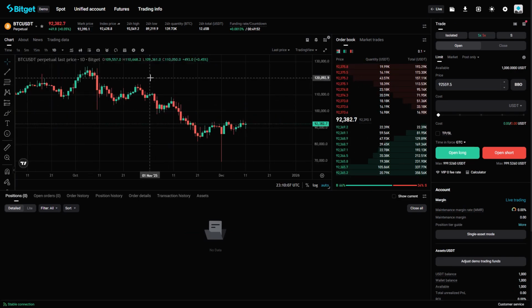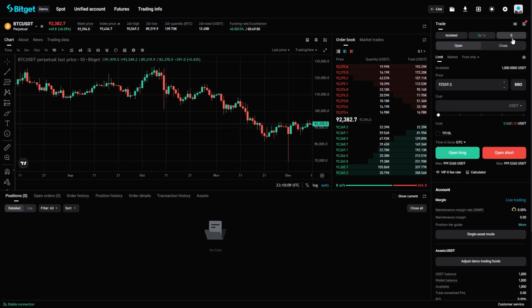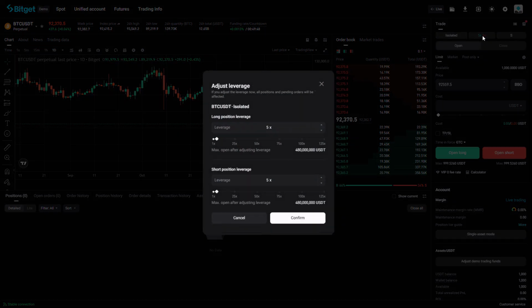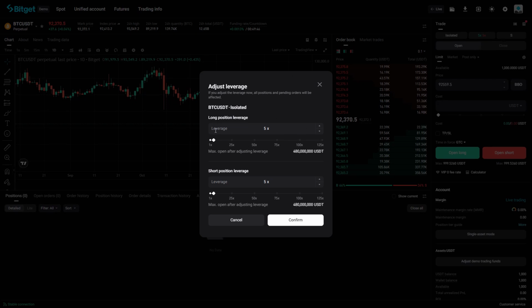The most important one is leverage. Leverage allows you to trade with more money than you actually have. For example, if you have $100 and you use 10 times leverage, you are trading with $1,000. If the price goes up 10%, you make $100, a 100% return on your $100. But if the price goes down 10%, you lose your entire $100. Leverage is a double-edged sword. It can make you a lot of money fast, but it can also wipe out your account just as fast.